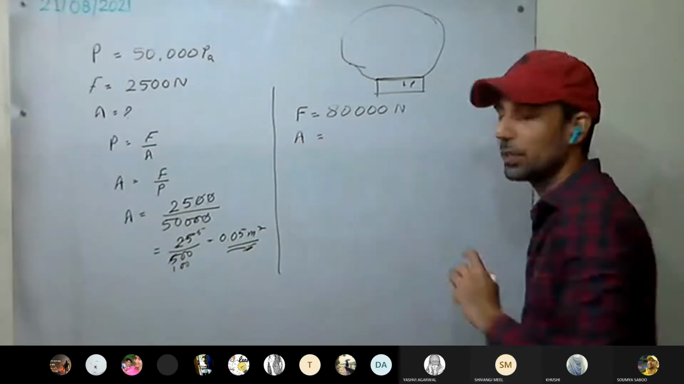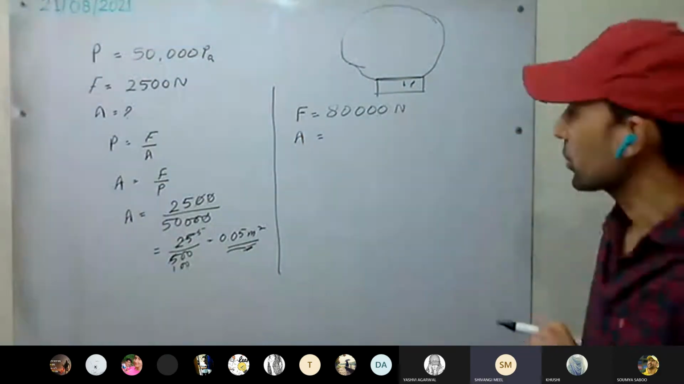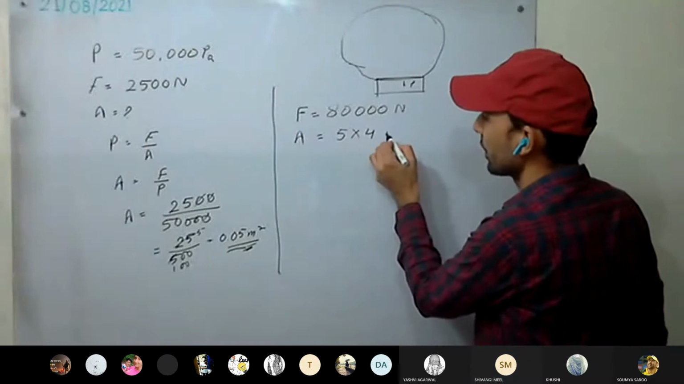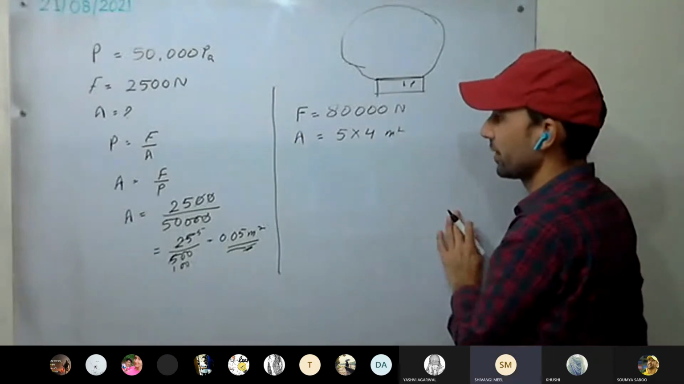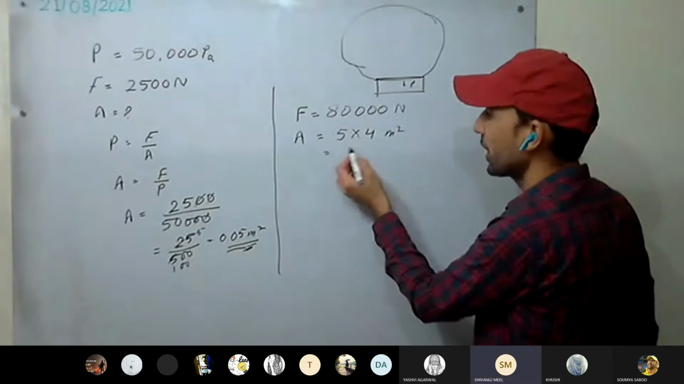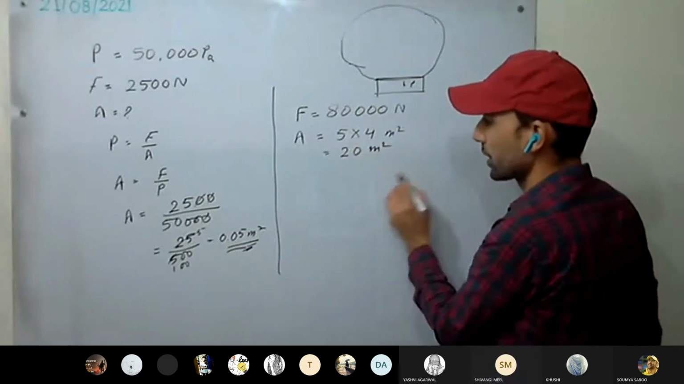What will be the area? Dimensions are given: 20 meters square. Either you calculate or don't calculate, because we are going to cancel them, so it is fine to write like this. The answer is 4000 Pascal. Or you can write 20, it's fine. That is also easy to cancel, 20 meters square.